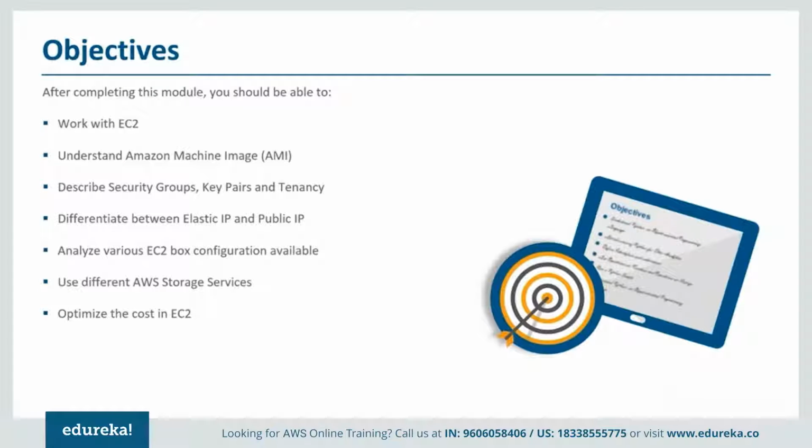Then we'll have a quick understanding of what exactly an AMI, Amazon Machine Image, is, how to define the security groups, key pairs, and tenancy, what the main difference is between Elastic IP and public IP, the different types of EC2 box configurations available, what the different AWS storage services are, and how we can optimize the costing in EC2. That will be our main agenda for this entire session today.